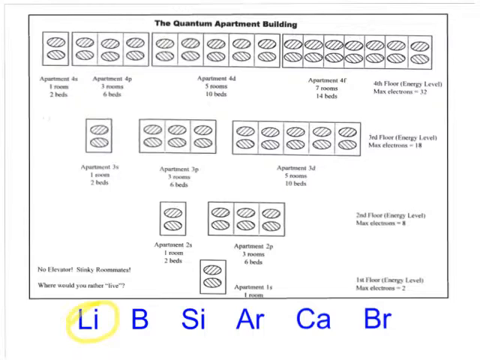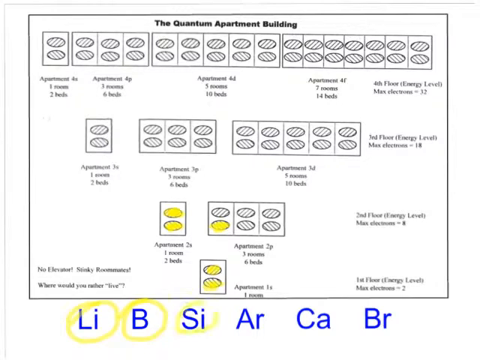Lithium has 3 electrons. So lithium will be filling orbitals with its electrons in this manner. That's pretty simple. Boron, let's look at boron. It has 5 electrons. So we'll need to put 2 more electrons. One will go here, and the next one will go in the 2p orbital. And that's boron.